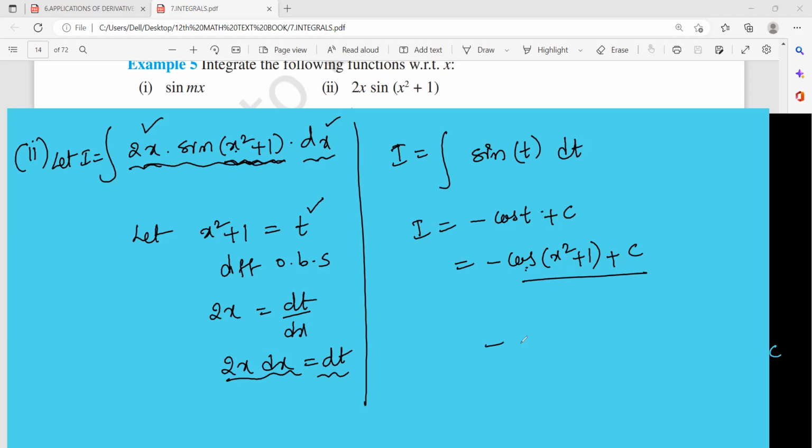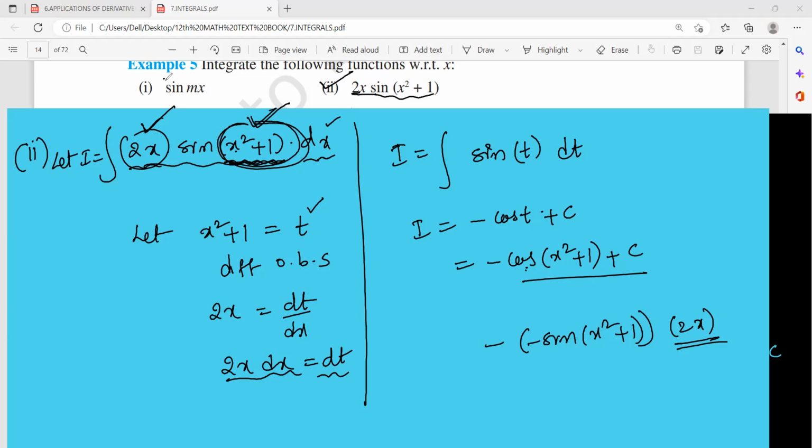Minus cos theta, minus sine of x square plus 1, into, again, for x square plus 1, it is 2x. You understand? You got it or not? That is the reason. If you take this one as t, this becomes dt. That is the reason we have taken this one as t. Got it? Now what you do is, do the second and do the first.